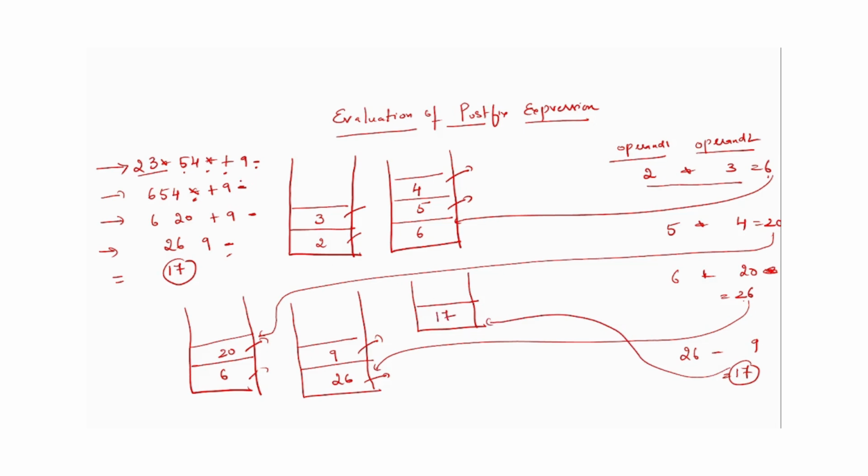I have nothing else to evaluate here, right? Minus is the last operator, therefore 17 is my answer, which is exactly the same as we have done here, right? I hope you have understood evaluation of postfix expression.